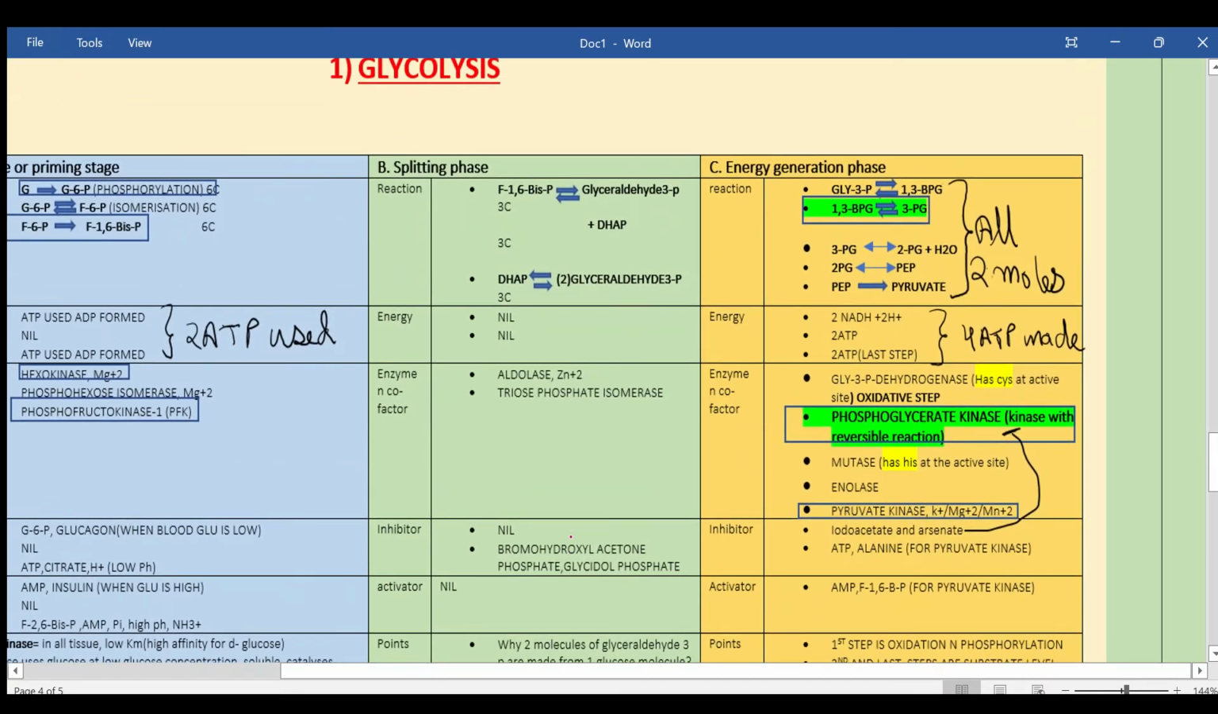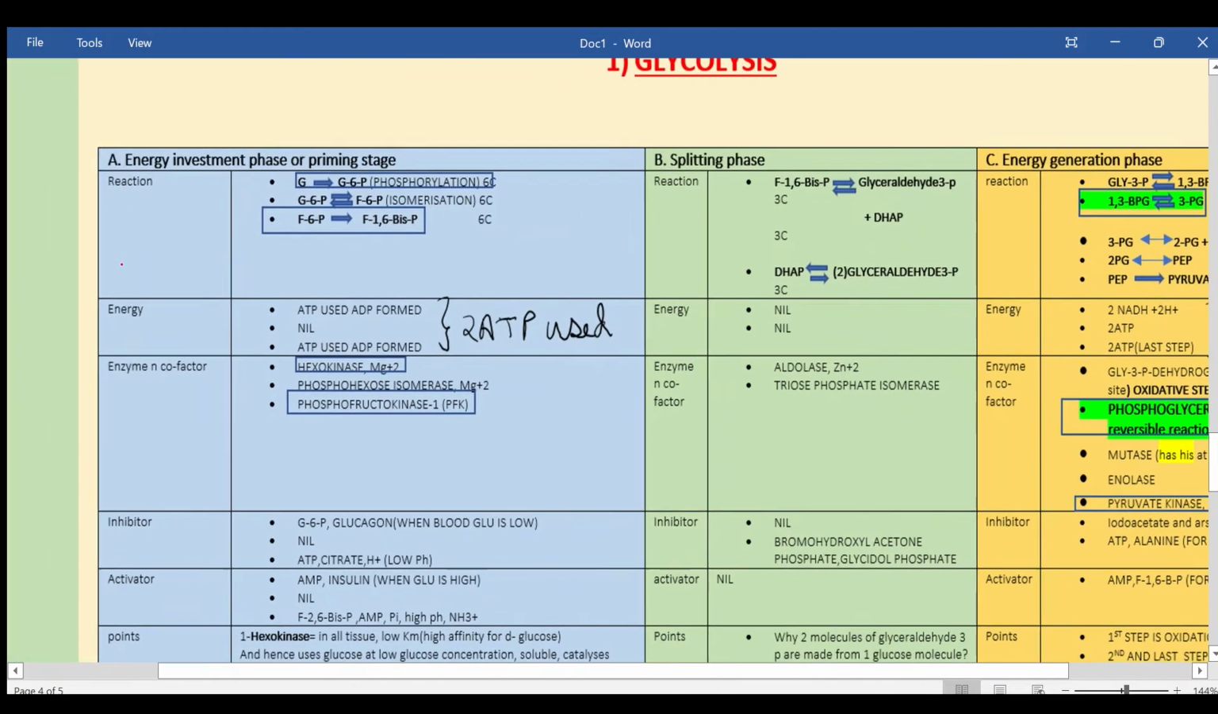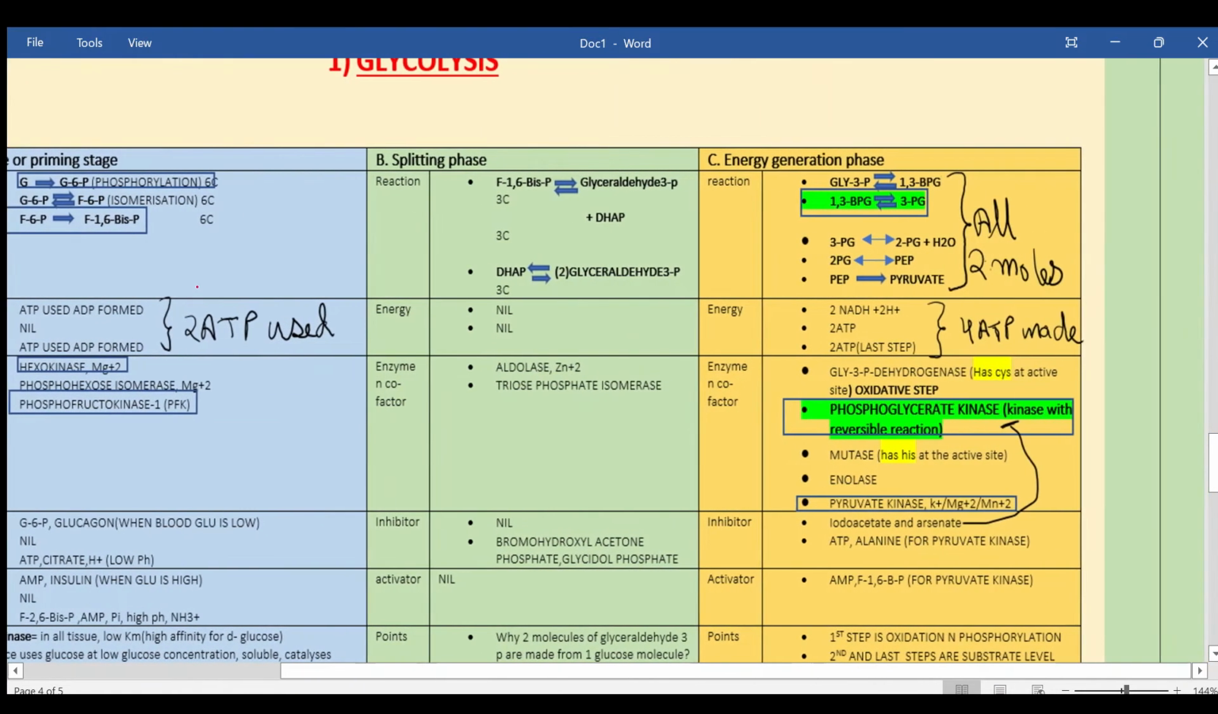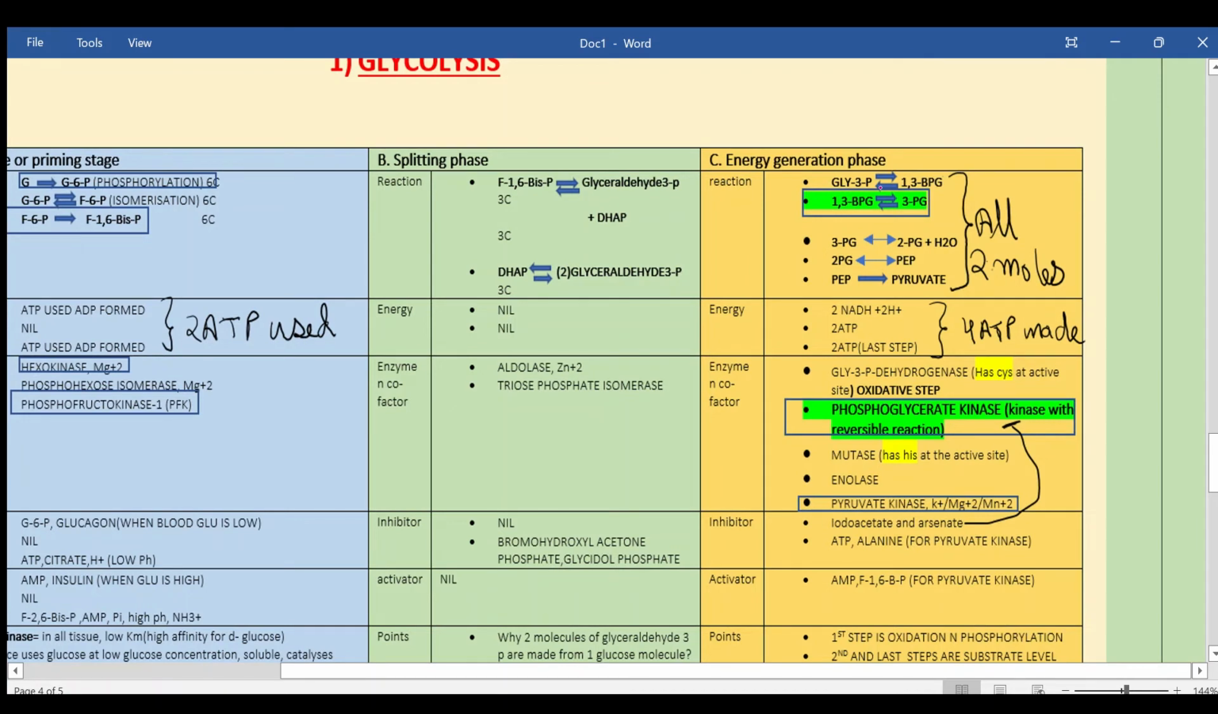Now let's get into our last step, that is the energy generation phase. Remember one thing, the first column here, that is the priming stage, and the third column, that is the energy generation phase, these two columns are basically important columns. If you forget about the splitting phase but remember only the main concepts that I have already highlighted here, then it will help you. Otherwise you need to remember the priming phase and the energy generation phase.